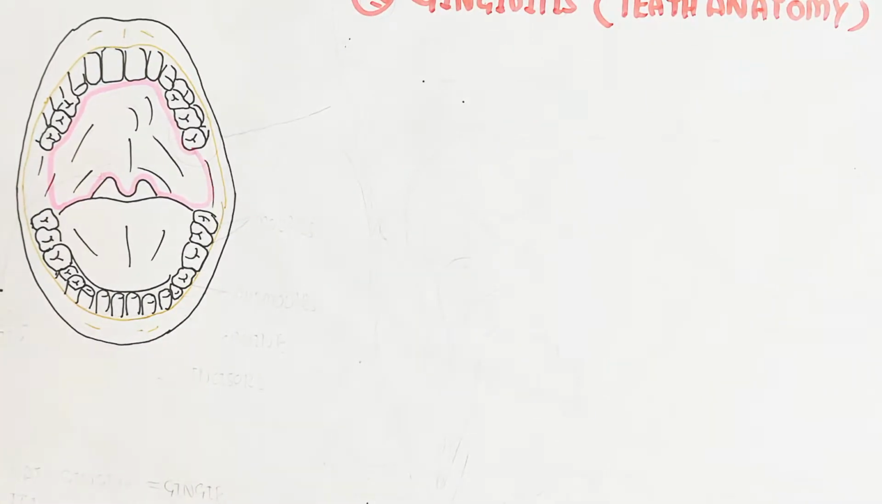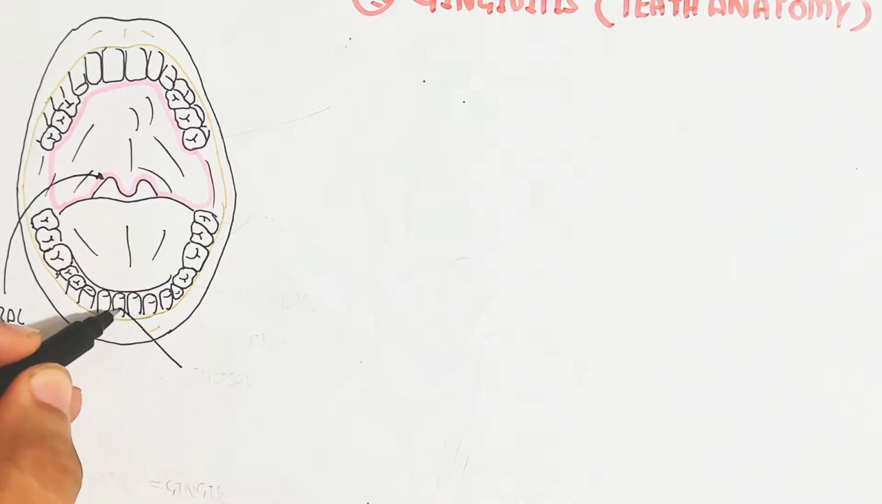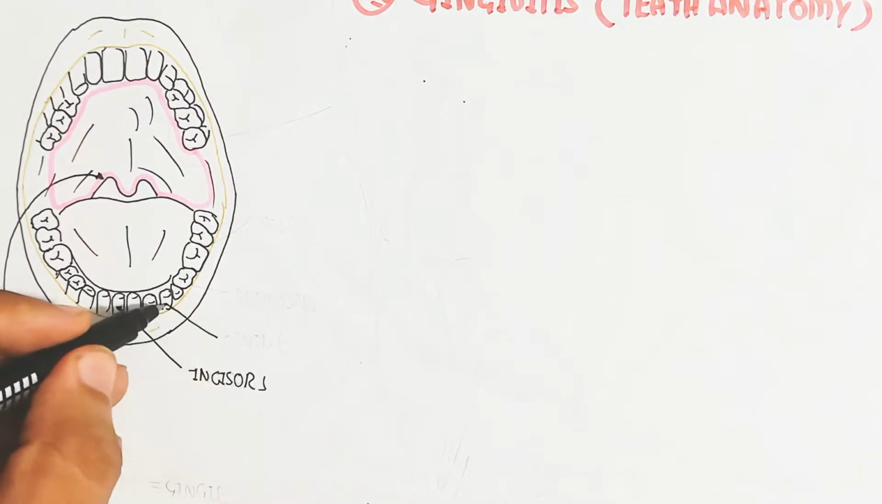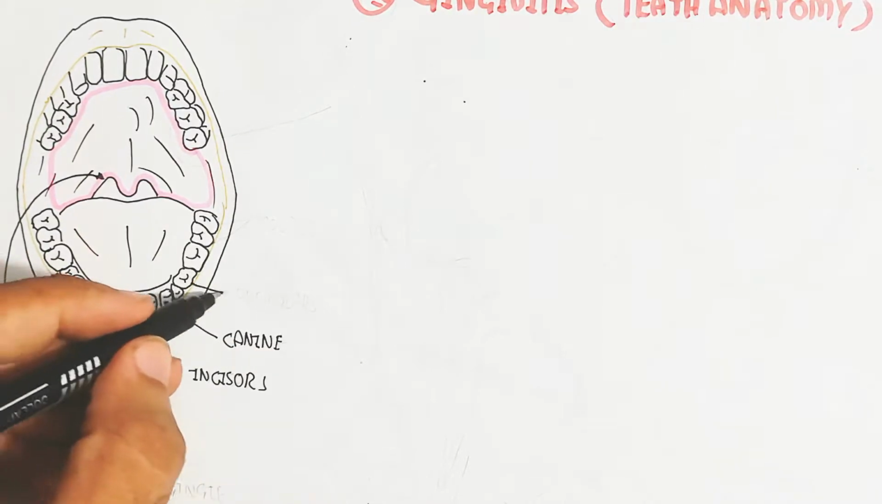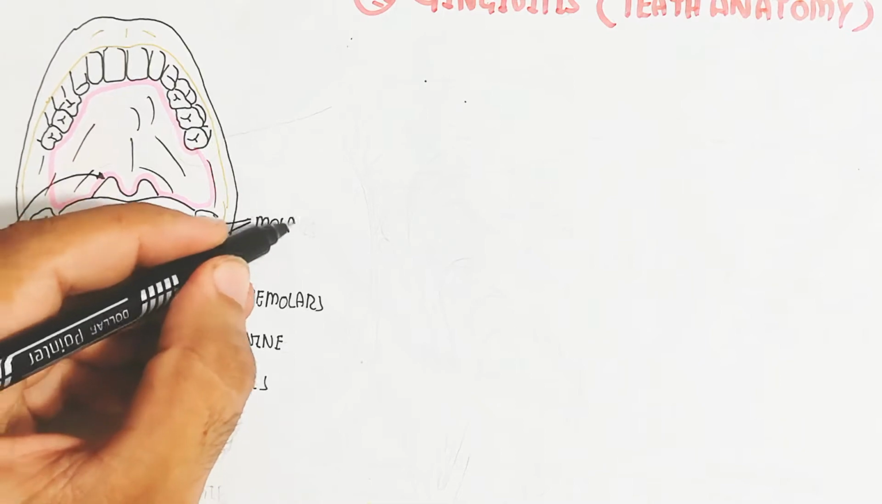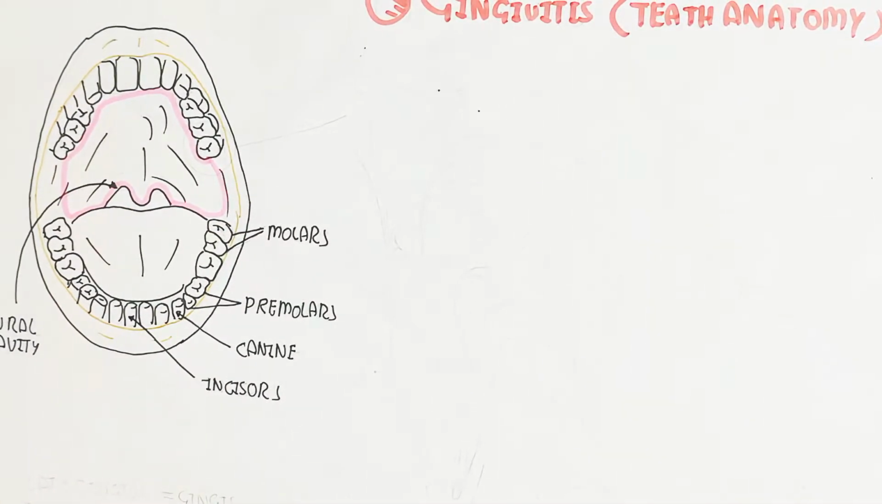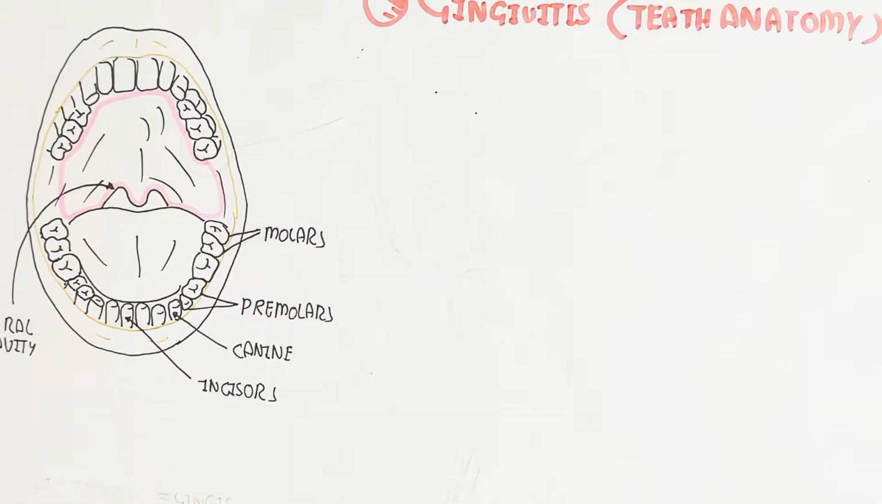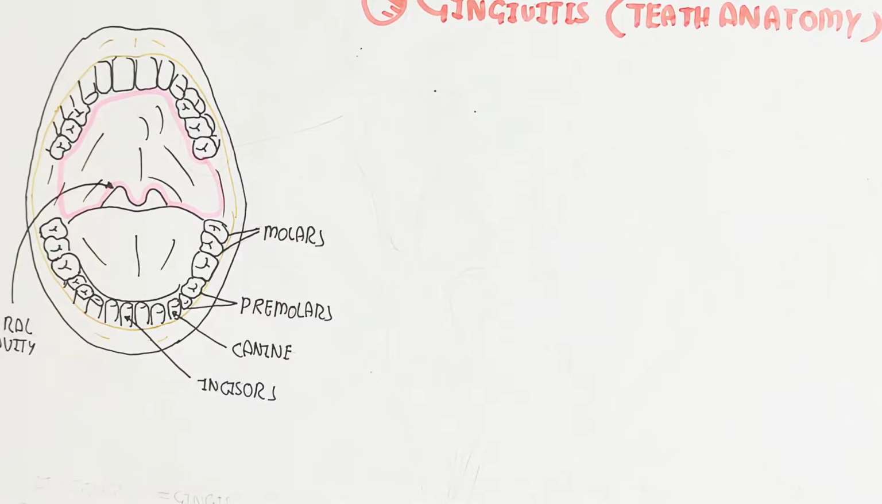So this is the oral cavity containing teeth, 32 teeth in pairs, which contain incisors here, canines, two pairs of premolars, and molars. The molars are also mostly involved in gingivitis, and this is the oral cavity.